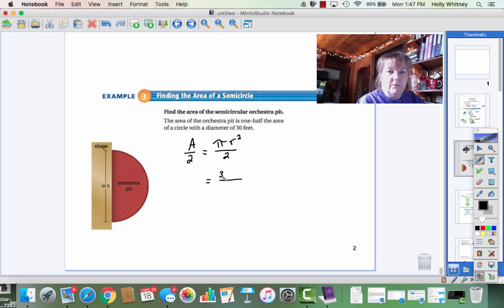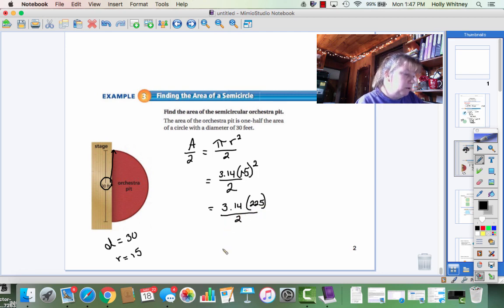So let's see here, 3.14. And the radius in this case is from here out to the edge. 30 feet is the diameter. So if the diameter is equal to 30, I'm going to divide that in half to get the radius of 15. So it's 3.14 times 15 squared, and we're dividing all of that by 2 because we're only looking for half of that. So 15 times 15 is 225. Again, everything's divided by 2.